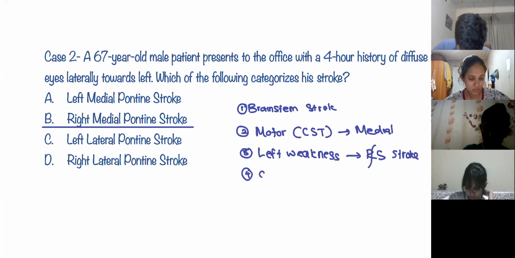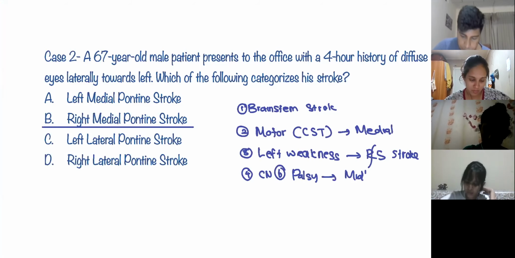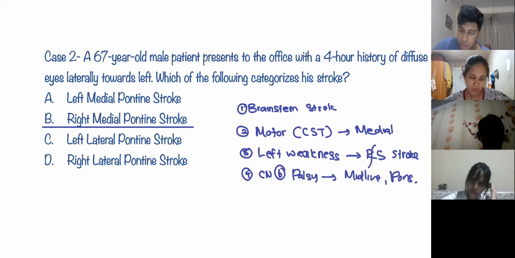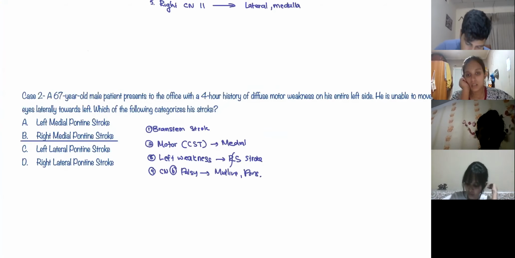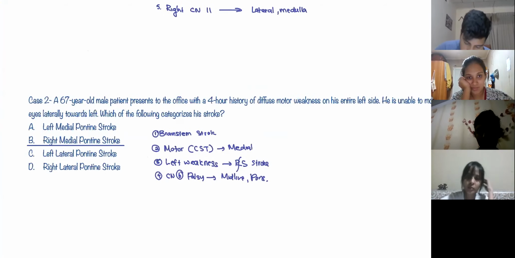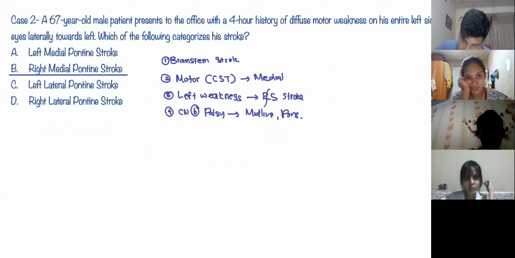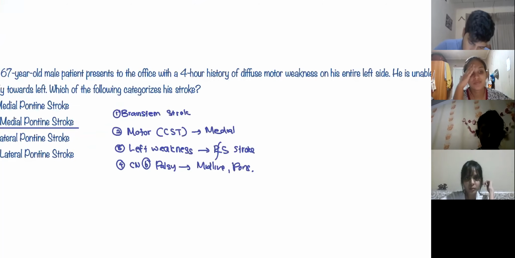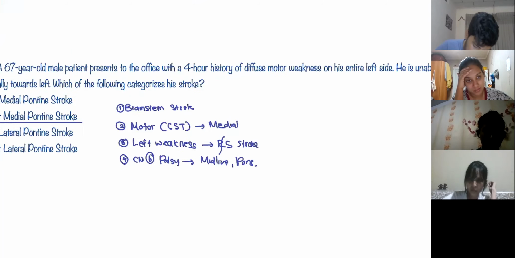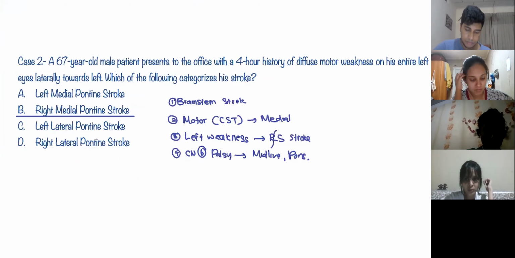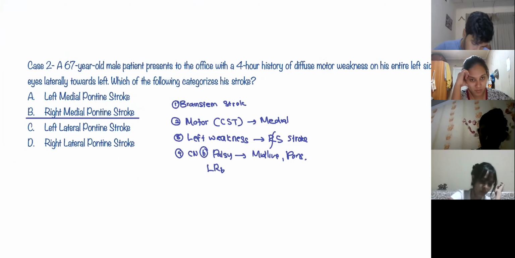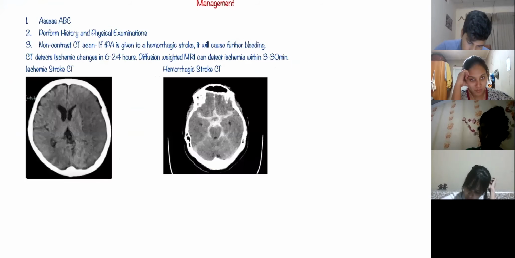And cranial nerve 6 palsy, midline. The reason you might not be able to decide if it's pons or not is because you may not have learned cranial nerve 6 function and everything. He's unable to move his eyes laterally towards the left. Remember LR6? Lateral rectus moves it to the left. Okay, guys, we are done.